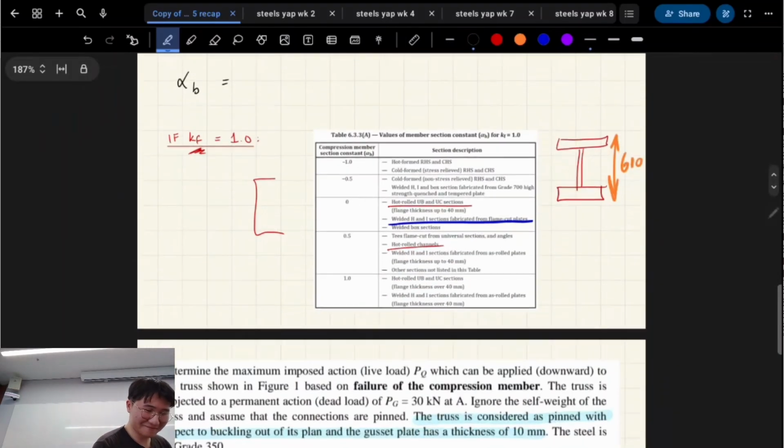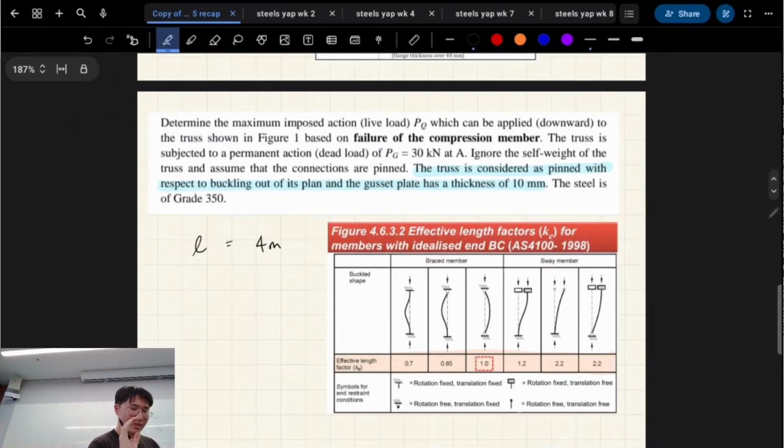We got compression. So what I've done, this is the exact same question as the compression question. I've just repasted it because I want to highlight something here. The truss is considered as pinned with respect to buckling out of its plane, and the gusset plate has a thickness of 10 mil. Okay, that's important, right?